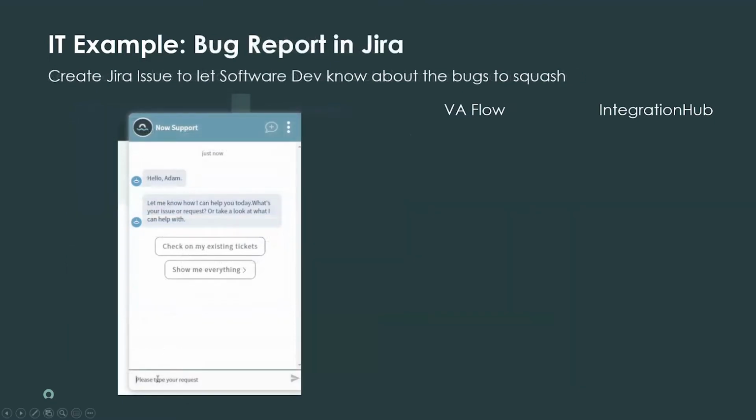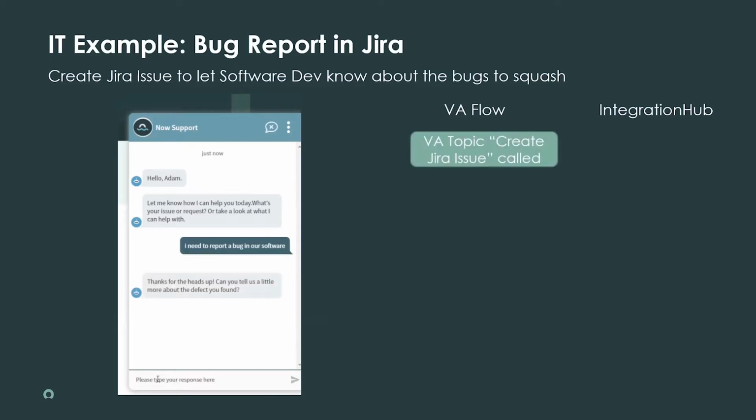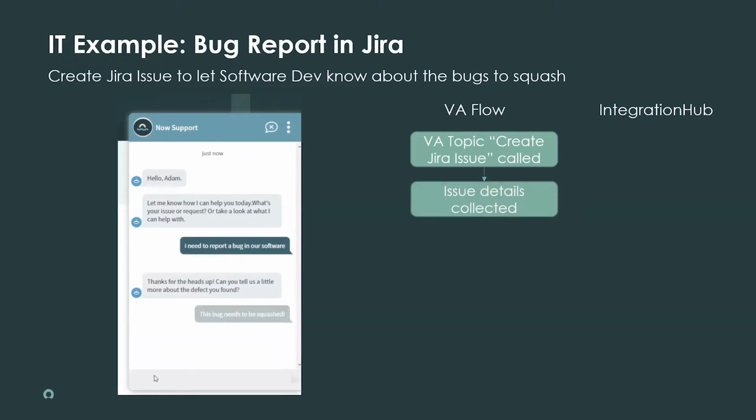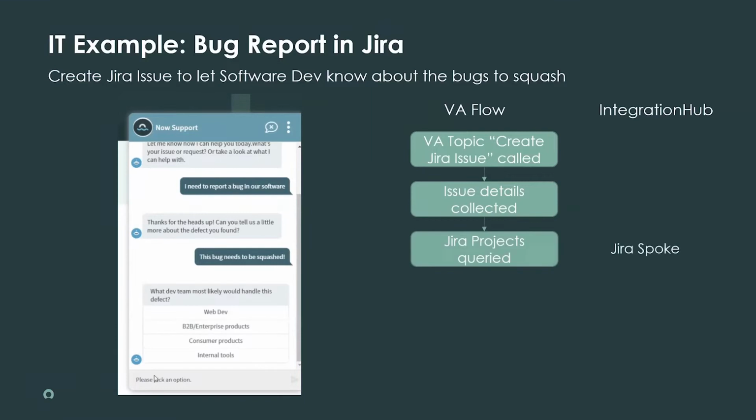Next up, we're going to look at reporting a bug in Jira. So we have a friendly employee who's noticed a problem with one of our software products, and they've come in to tell us about it. The employee is going to say, I need to report a bug in our software. And based on the natural language understanding, we know that that is the create Jira issue topic. We're going to ask them for some more information around this. They'll maybe tell us this bug needs to be squashed. We're going to collect those details.